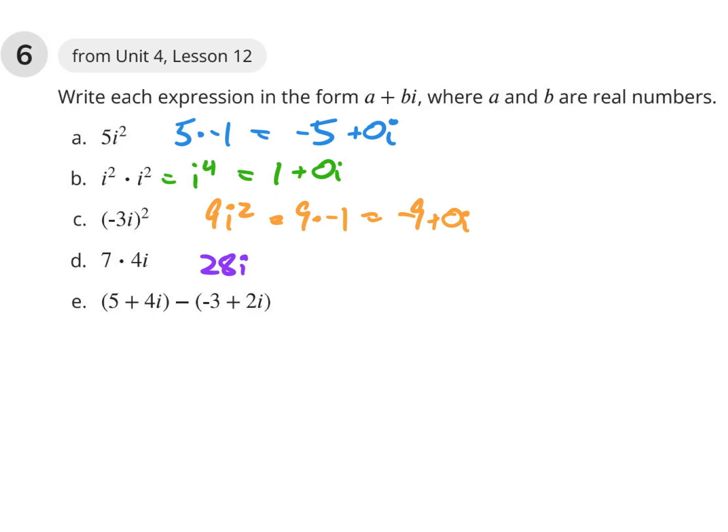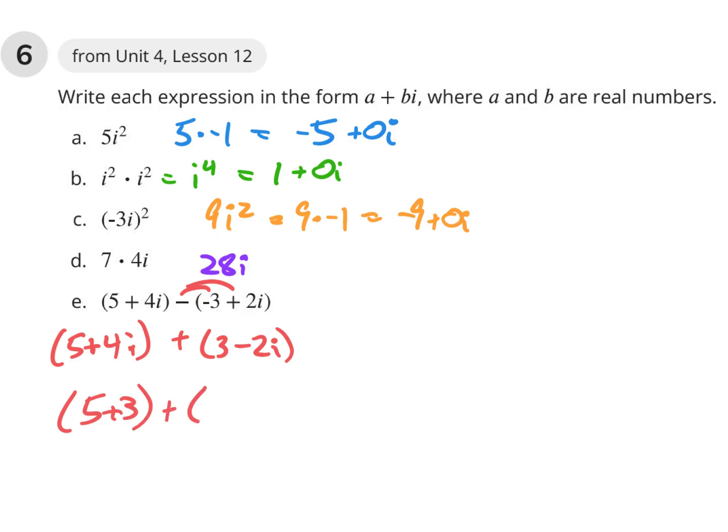And for the last one, make sure you distribute the negative. So this becomes plus 3 minus 2i. Rewrite the left one. Now, put the reals with the reals. Put the imaginaries with the imaginaries. And we get 8 plus 2i. And this is our only complex number of the bunch.